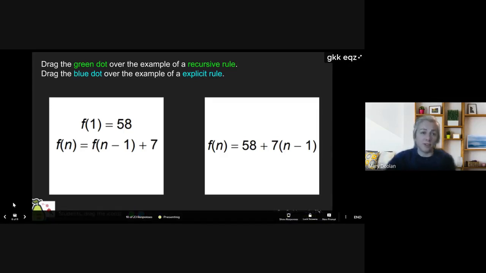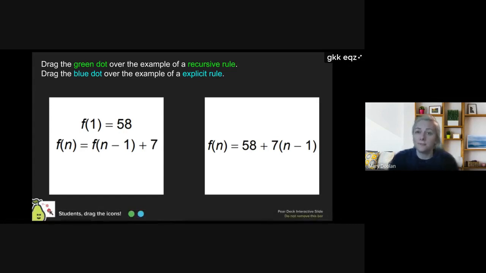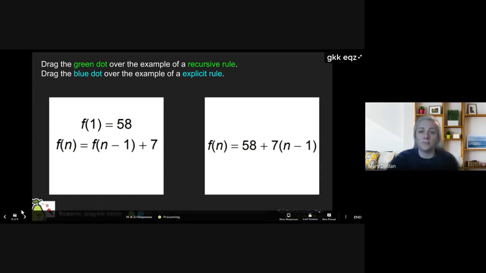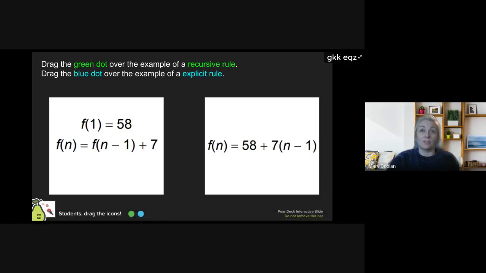Have 8 of you that have responded. Thank you. 11, 12 of you that have responded. Thank you. We're up to 13, 15. If you're confused right now, it's okay. Look at these two examples. What do you notice that's different about them? Okay, and the differences are the things that make it explicit or recursive.